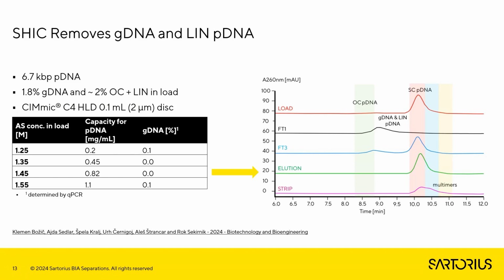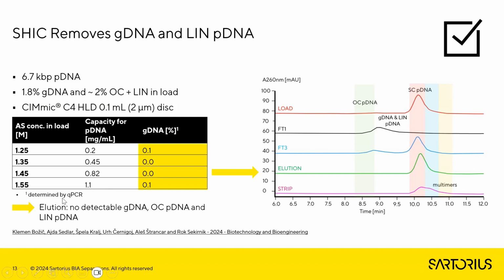And we see here that practically all tested conditions from 1.25 up to 1.55 molar resulted in practically complete elimination of genomic DNA, and at the same time the CIMac PATFix chromatogram shows us that other plasmid isoforms were also removed. We have only pure supercoiled in L8.